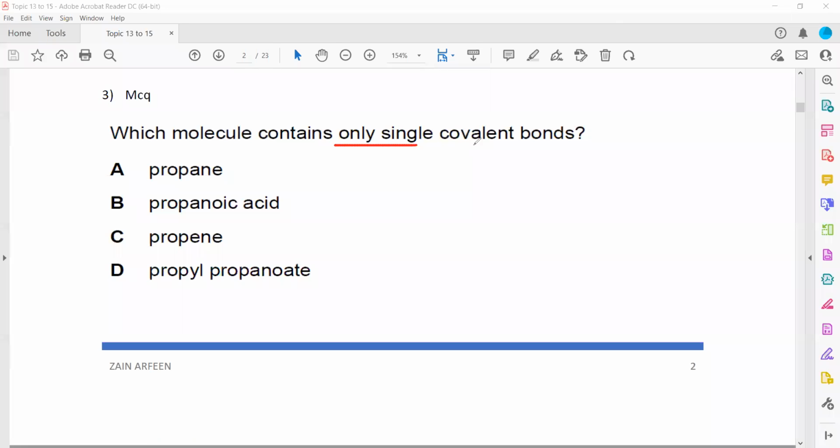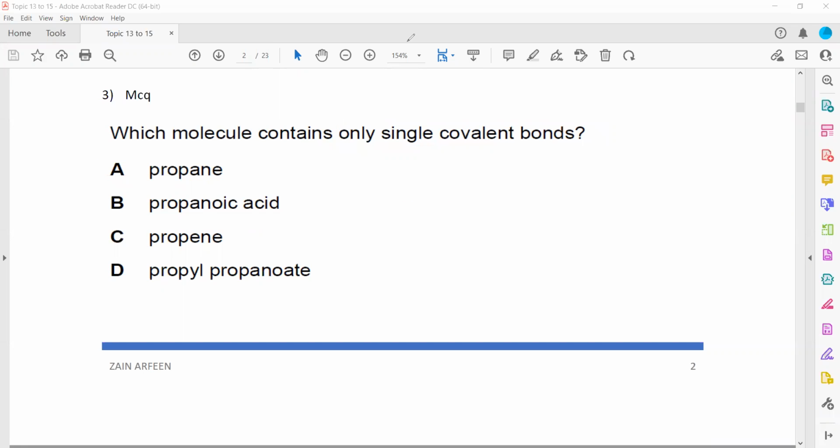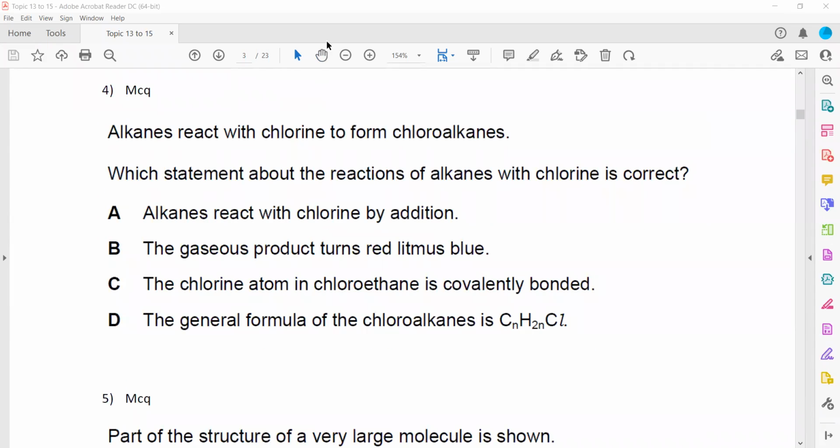Which molecule contains only single covalent bonds? As we discussed, in an alkane all the bonds between the carbons are single. So that's why A is the right answer. Even in propanoic acid, there will be C double bonded with O and OH. Propene has a carbon-carbon double bond, and propyl propanoate also, because it's an ester, it will have C double bonded with O as well. So the simple answer, why do we select propane? Because it's an alkane and all the alkanes have single covalent bonds throughout the structure, also known as saturated hydrocarbons.